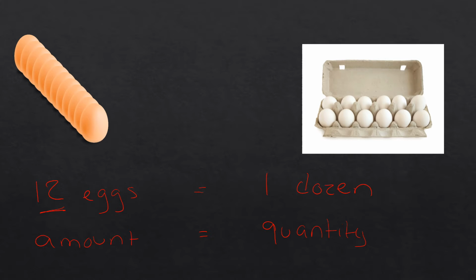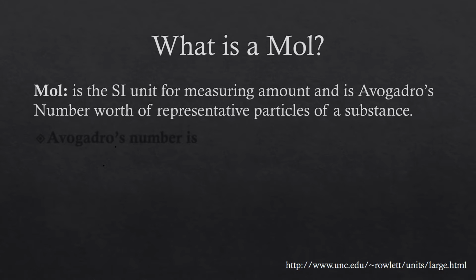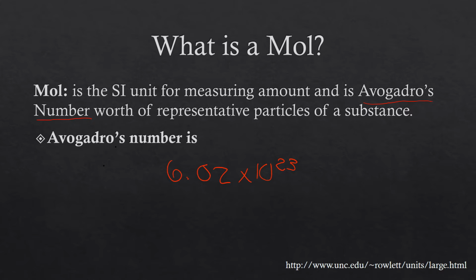In the same way, the mole is a chemical quantity. What is a mole? A mole is the SI unit for measuring amount. Like I said, it's a chemical quantity. It's Avogadro's number worth of represented particles. So like 1 dozen is 12 of something, 1 mole is Avogadro's number worth of represented particles. And Avogadro's number is 6.02 times 10 to the 23rd.